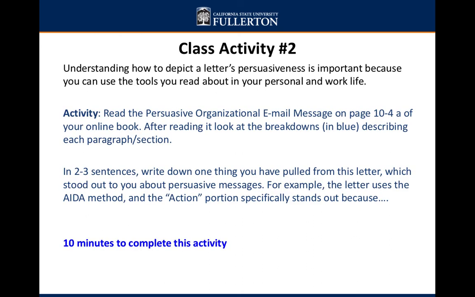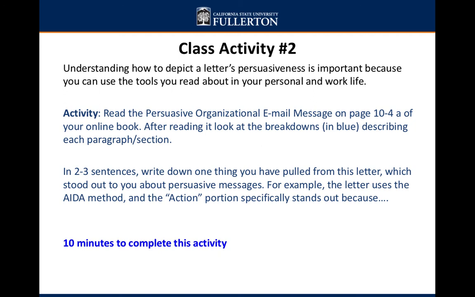So for your class activity number 2, understanding how to depict a letter's persuasiveness is important because you can use the tools you read about in your personal and work life. So for your activity, read the persuasive organizational email message on page 10-4A of your online book. Now, if you want to use another persuasive message from your book, that's fine too. I just recommend using this one. Either one is fine. After reading it, look at the breakdowns in blue, describing each paragraph and section.